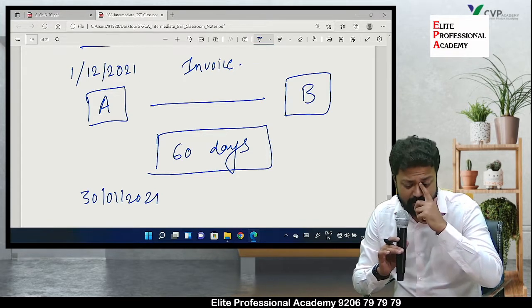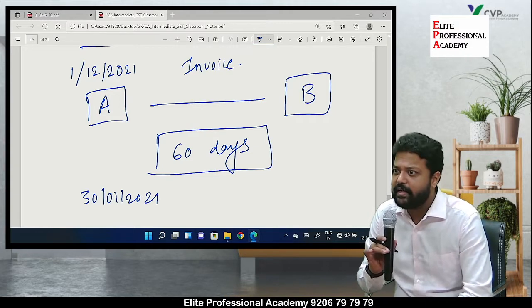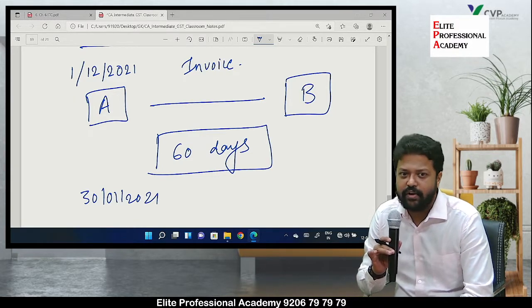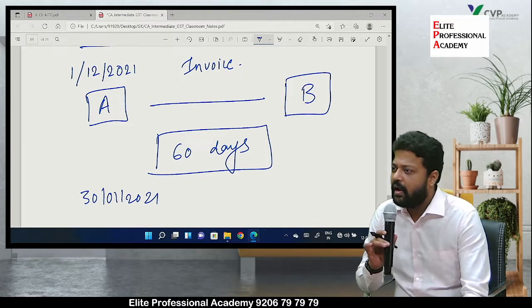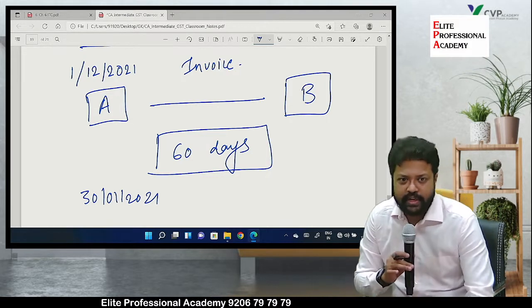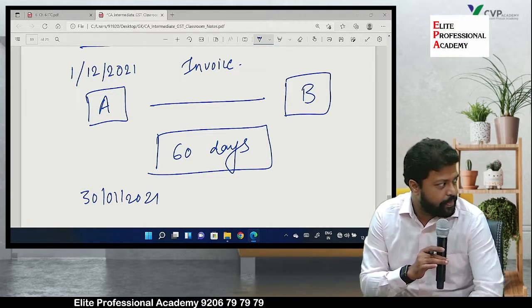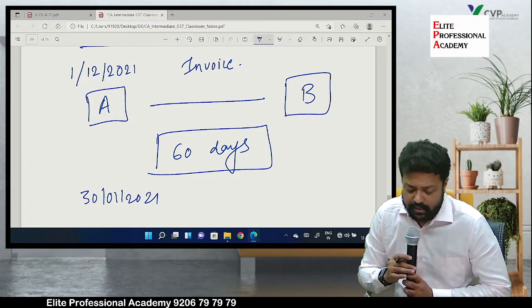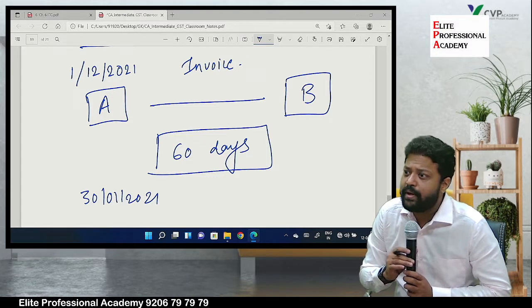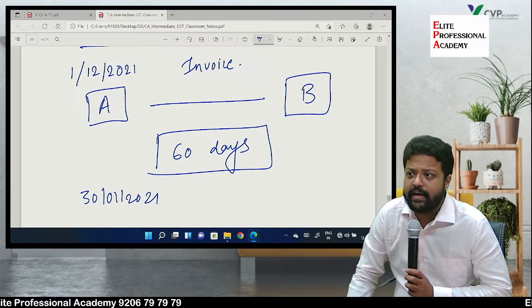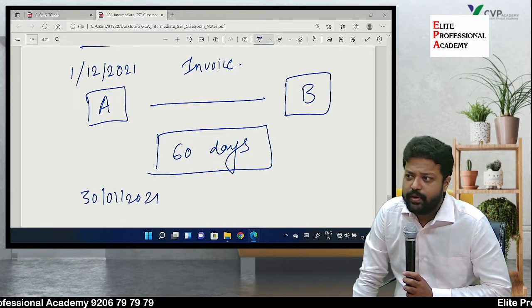Okay, simple आहे. 60 दिवसाचा क्रेडिट पिरियड दिलेला आहे. 60 days credit is given by the seller to buyer and that credit period gets over on 30th January 2021. Now what happens is that the buyer is not in a position to make that payment up till that date and not after that also, because the buyer Mr.